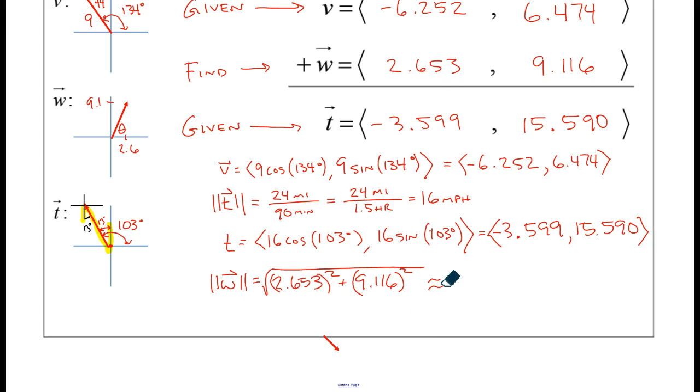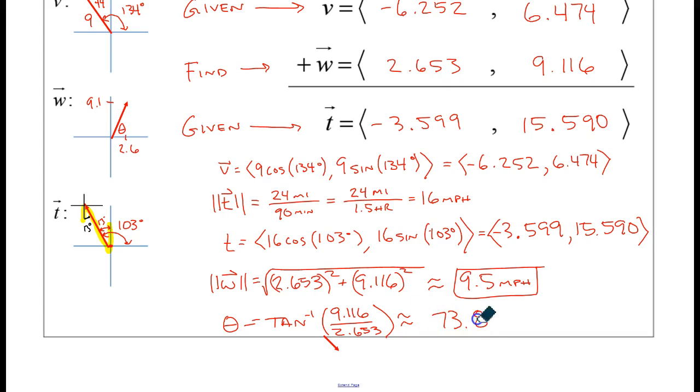The magnitude of W to the nearest tenth of a mile per hour will be 9.5 miles per hour. That sounds like pretty fast water to me. And then the angle, well, we got lucky here because this vector is in quadrant 1, so I can simply do the inverse tangent of the y component divided by the x component. And when I round that to the nearest tenth of a degree, I get 73.8 degrees. And that's it, folks.